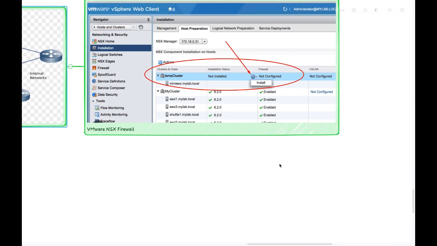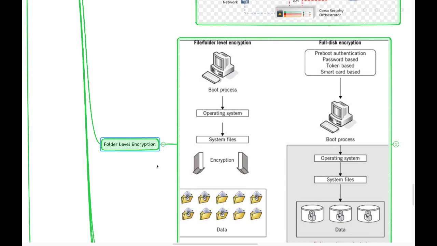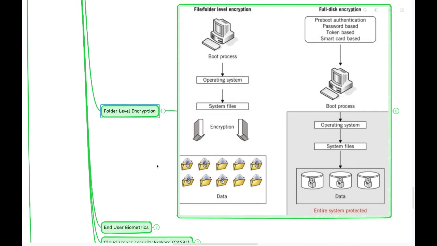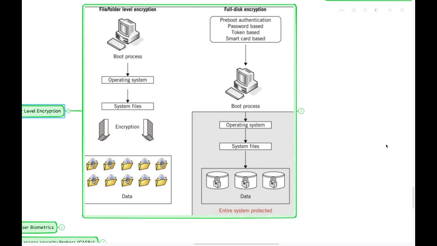It enables granular control over communication between virtual machines and allows security policies to be applied dynamically based on the workload's context. Folder-level encryption is a data security technique that encrypts individual folders or directories, protecting the data within them from unauthorized access, even if the system or storage is compromised.